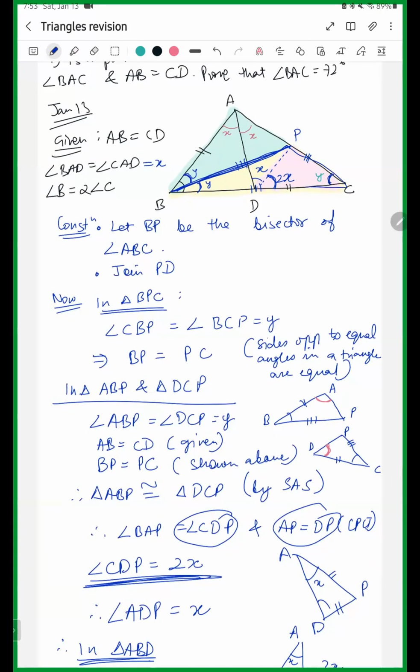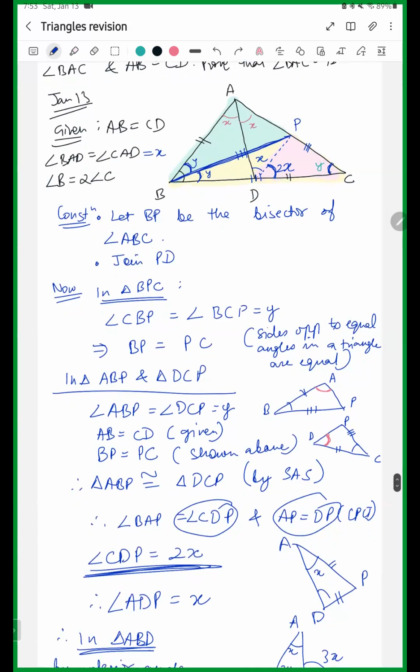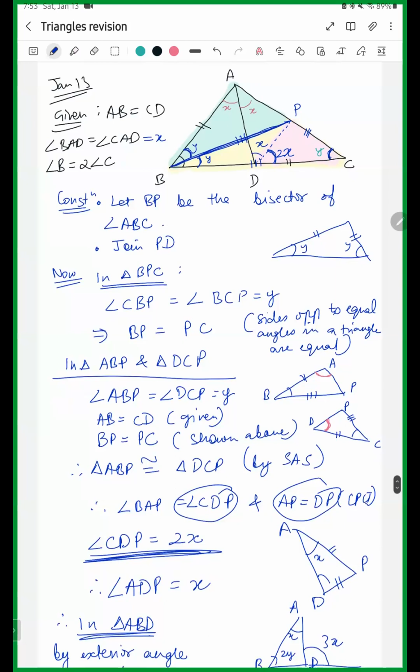Now, first we took the triangle BPC. In this triangle, we said that this angle is also y and this angle is also y. So if these two angles are y and y, they're both equal, so this side should be equal to this side. So that means BP is equal to PC. Now, when we took the green triangle and the pink triangle, I know it doesn't look like that in the figure because it is a very rough figure.